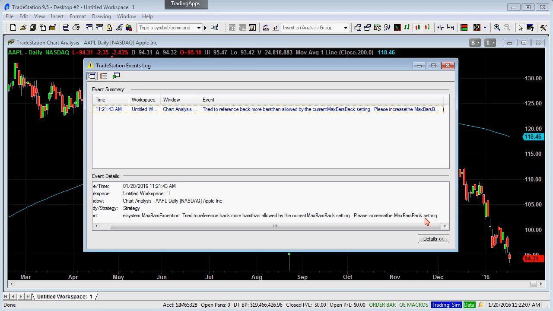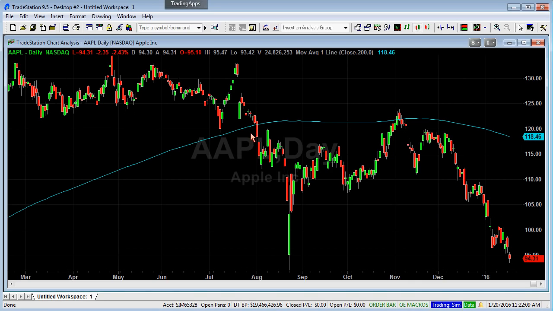It is asking us to increase the max bars back setting. My indicator, the cyan line that I inserted there, set to 200, automatically detects how many bars it needs. It knows that it needs 200, so it uses 200. The strategy, on the other hand, doesn't know, cannot adjust itself. It is hard-coded to only use 50 bars. So strategies by default only use 50 bars.